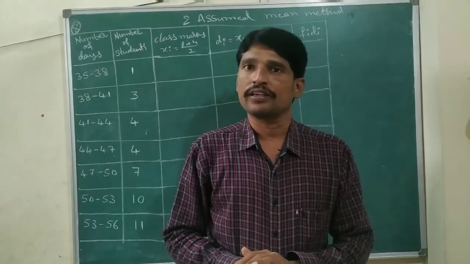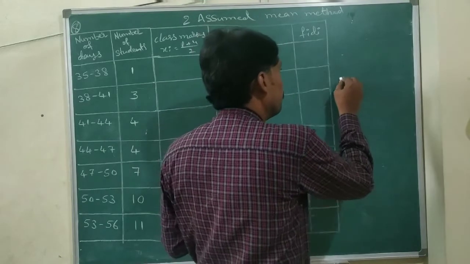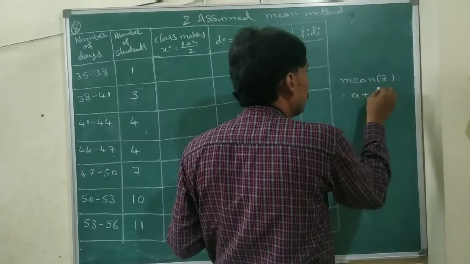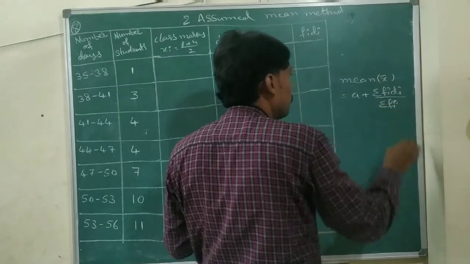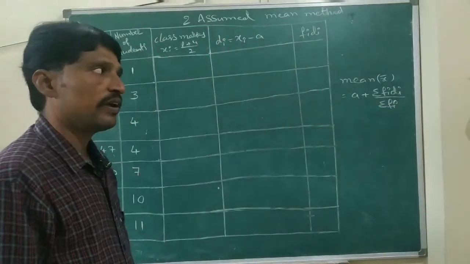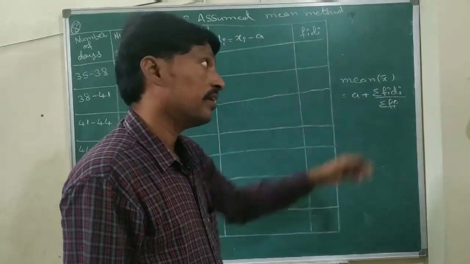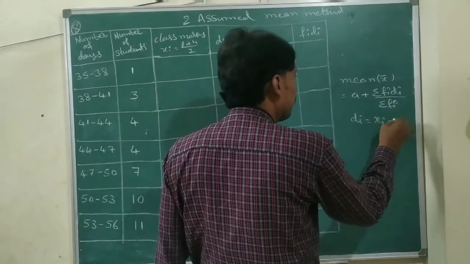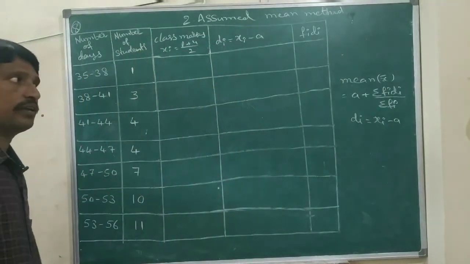Now the second method is the assumed mean method. The formula for the mean is x bar equals A plus sigma Fi di by sigma Fi. A means we are assuming one class mark value. Fi means the respective class frequencies. di means we use the formula Xi minus A. Sigma Fi, as usual, we know is the sum of the frequencies.